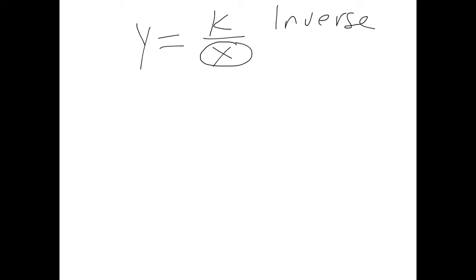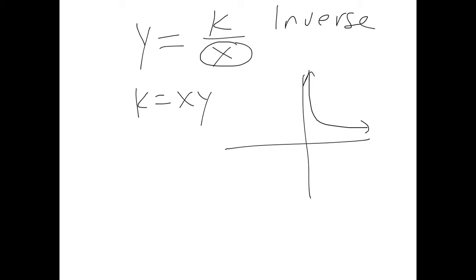Inverse variation is y equals k over x. The significant part about this is this x is always on the bottom. In an inverse situation, it is about multiplication, and so k is found by multiplying x times y. The graphs of these look like this, or like this. They get ever so close to that line, but don't touch it.